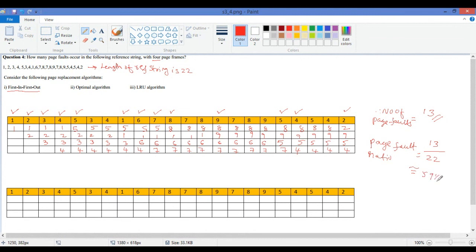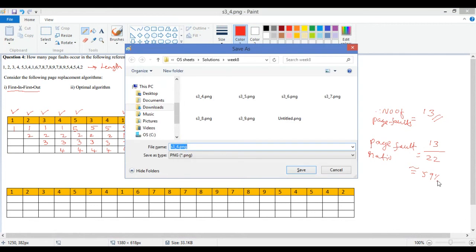Okay, so this is about the first in first out algorithm. Okay, so just save it for FIFO.